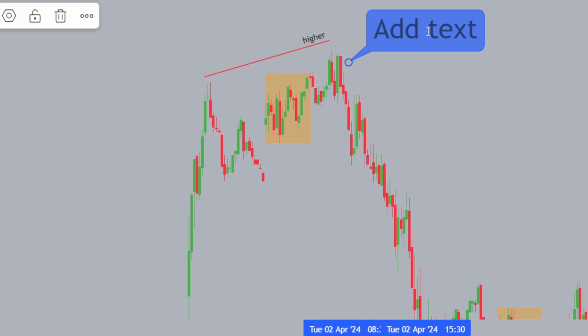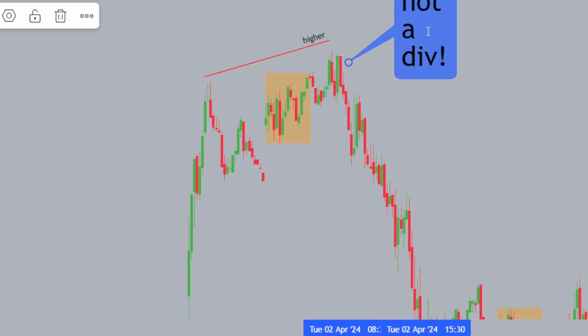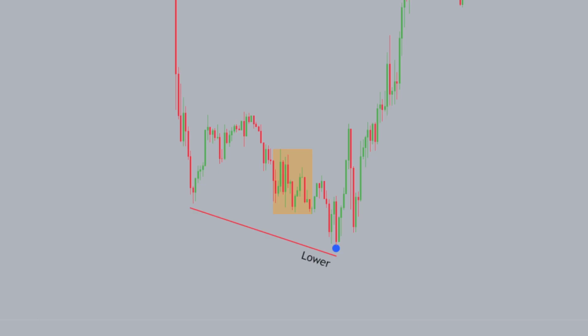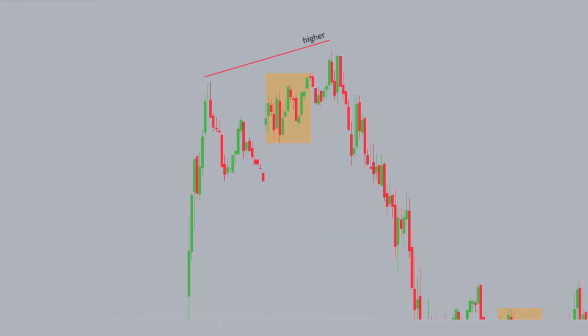This is not a divergence, right? Because we understand that they've gone in the direction we expect. Remember, the euro dollar has gone down, just like this, and the DXY has gone like this. So this is not a divergence. You need to understand that.